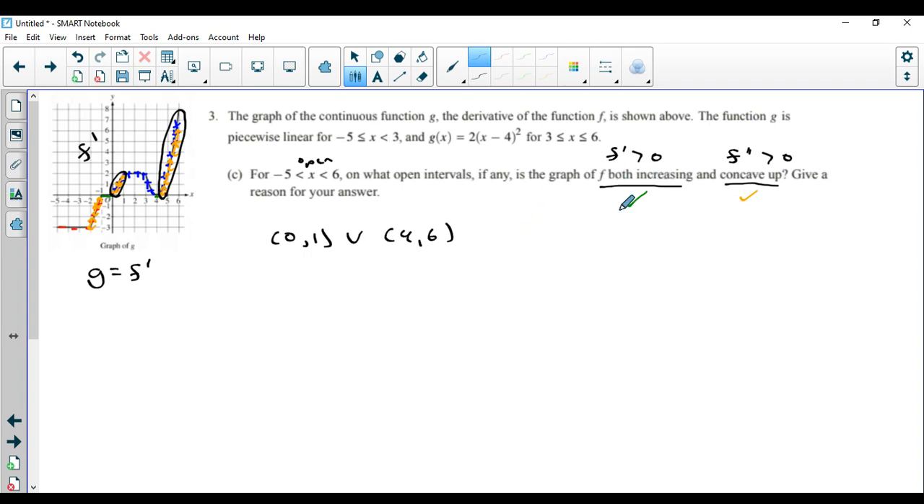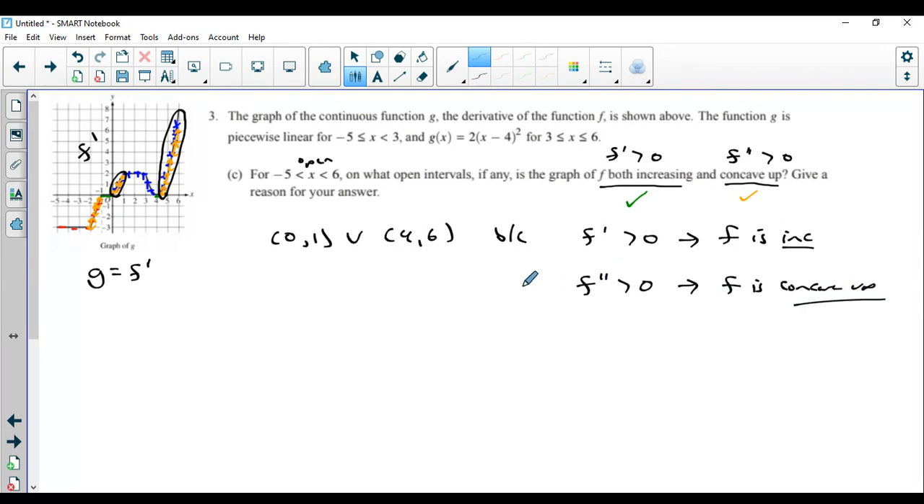And you basically say what I said here: f prime greater than 0 implies that f is increasing, and f double prime greater than 0 implies that f is concave up. Now, you might want to tell them how you got f double prime, you know, maybe make a note that f double prime is represented by slopes on f prime. All right, I'd probably write that.